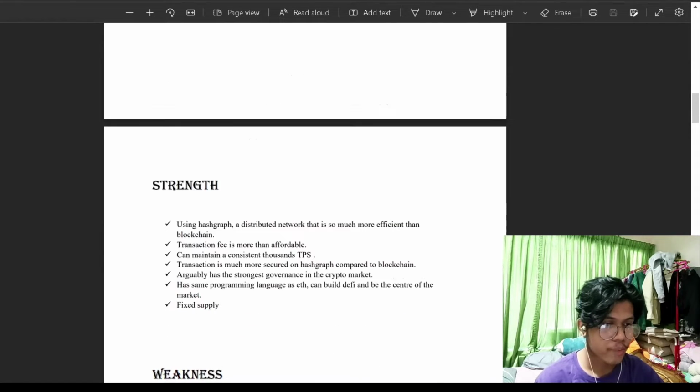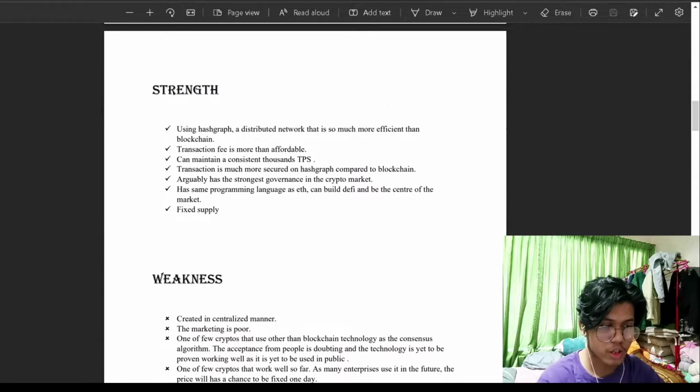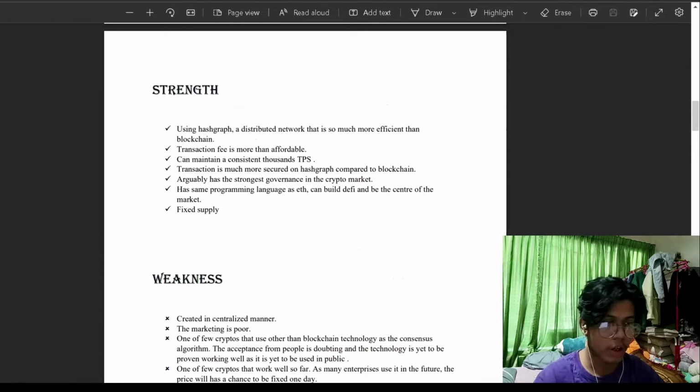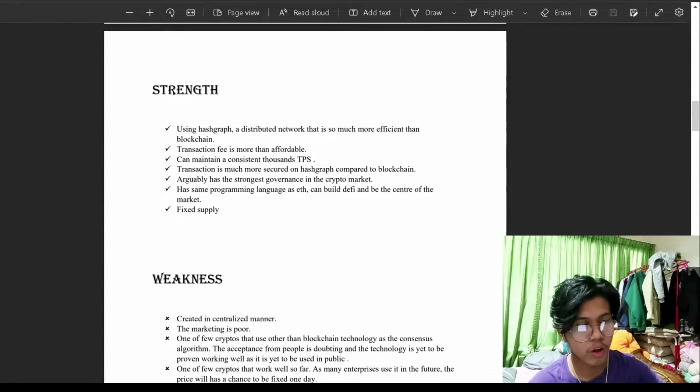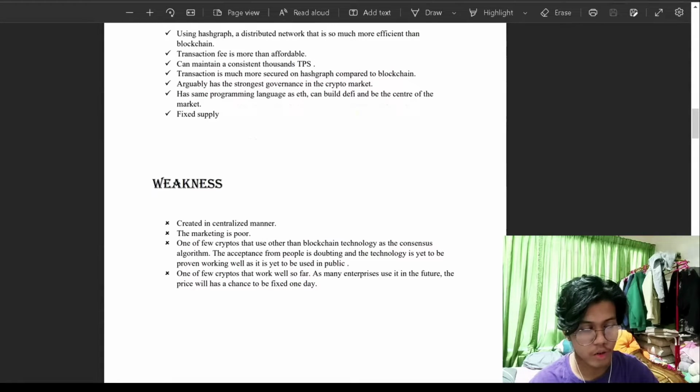All right, after the introduction, we go to the strengths and weaknesses. In this part I highlight the strengths of the crypto and the weaknesses of the crypto. That is my opinion. One example of Hedera Hashgraph's strength: using hashgraph, a distributed network that is much more efficient than blockchain. Weakness: created in a centralized manner.